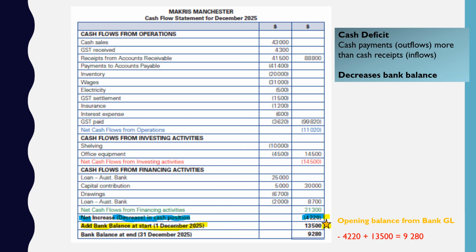To check our understanding, we can see how the cash deficit has lowered our bank balance from $13,500 to $9,280. Another thing to take note here is that we now have a positive bank balance of $9,280, which means that it is a current asset to the business.